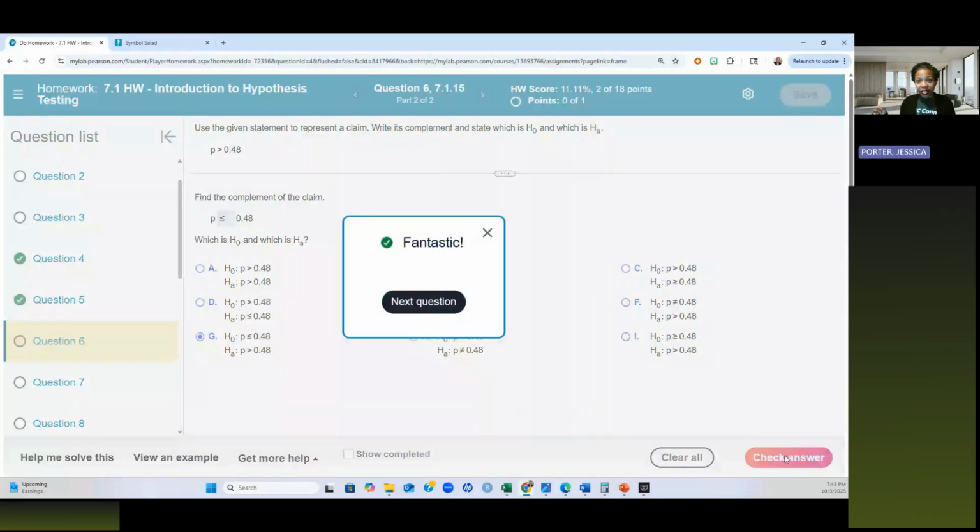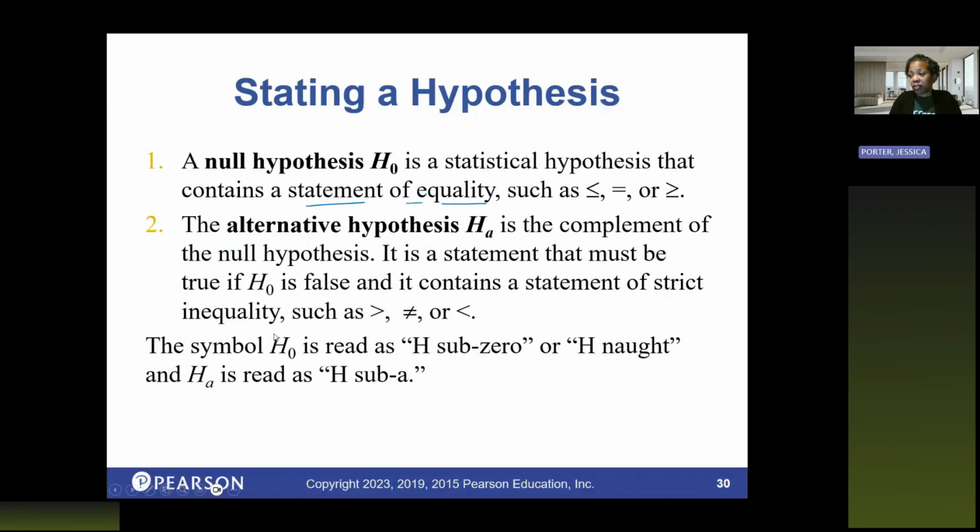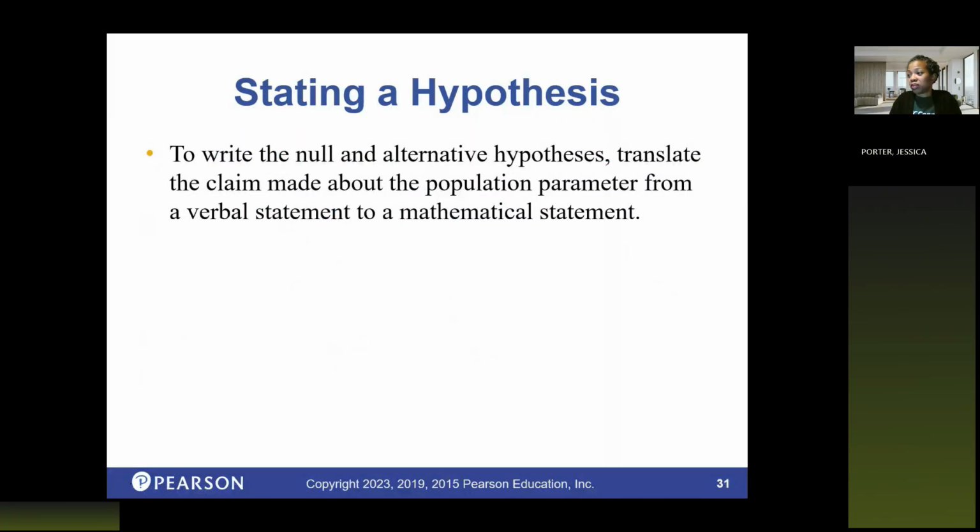Remember, it stumped you a little bit. The null hypothesis always has the equal sign. All right. So to write the null and alternative hypothesis, we translate the claim made about the population parameter from a verbal statement to a mathematical statement. Then we write its complement.